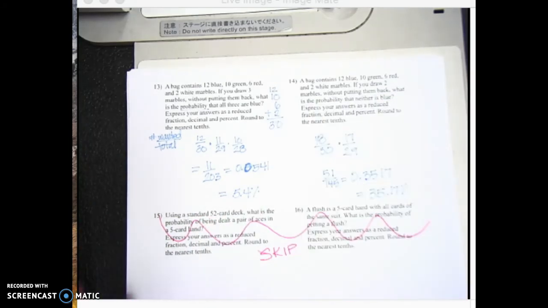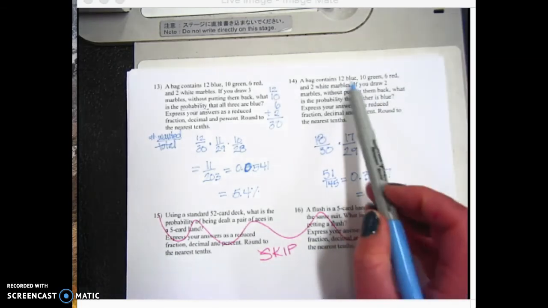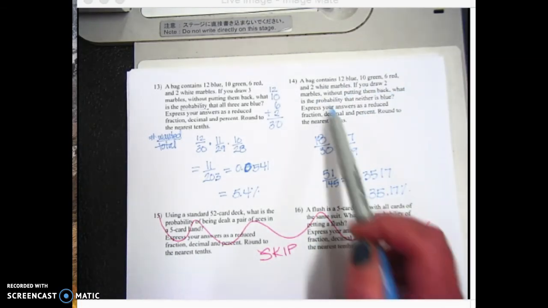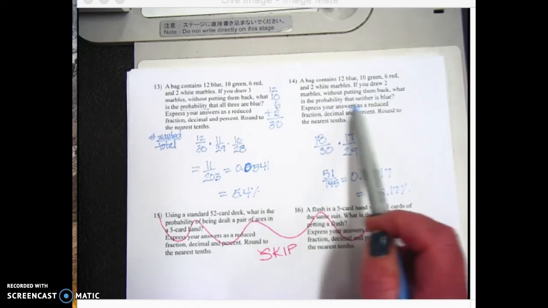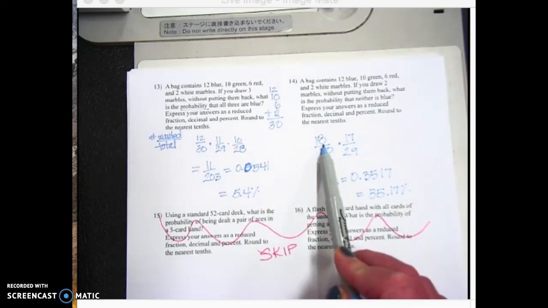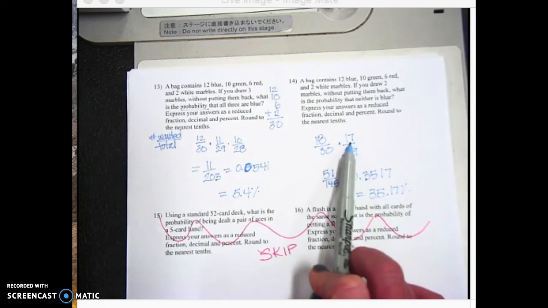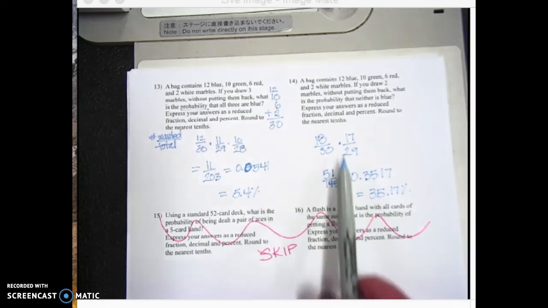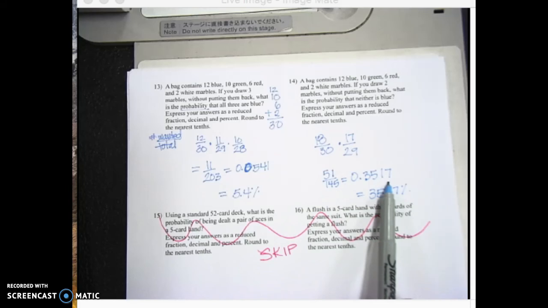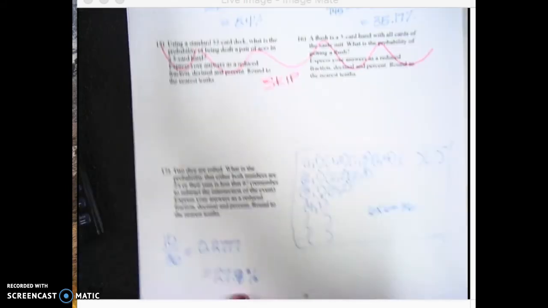All right. For 14, same marbles, but this time you're only going to draw 2 marbles, so 2 events. And this time you want neither of them to be blue. So there's 18 that aren't blue, and then there's going to be 17 that aren't blue. Multiply it in your calculator, get your reduced fraction, change it to a decimal, and change it to a percent.